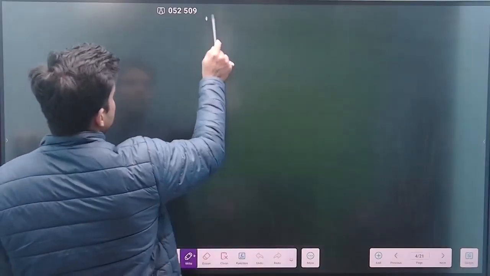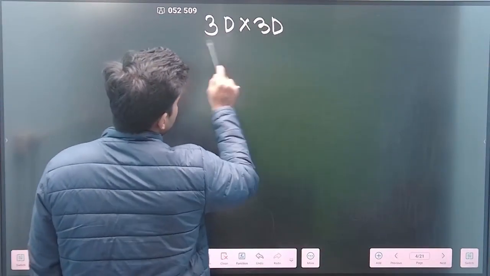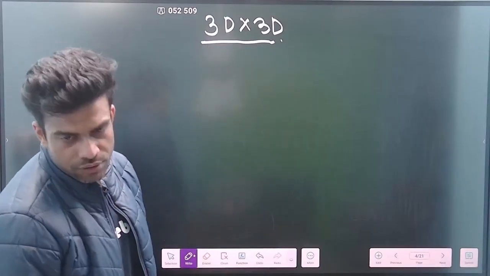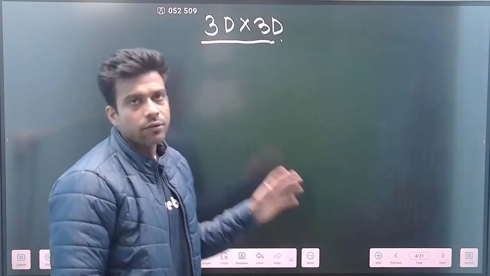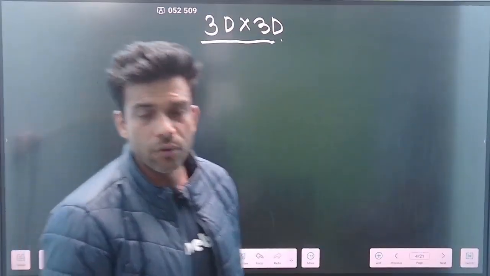Now, today a 3-digit number is getting multiplied with a 3-digit number. Now, guys, this is a very important and very practically used approach. So everyone should follow the approach which I will be guiding you right now. I hope, is this clear?